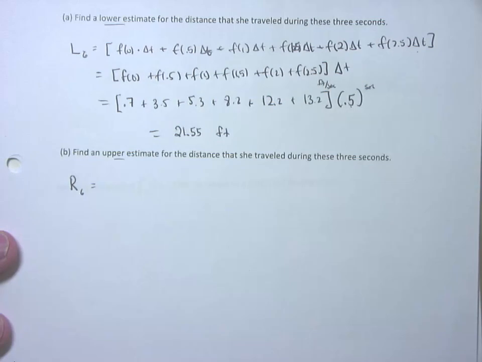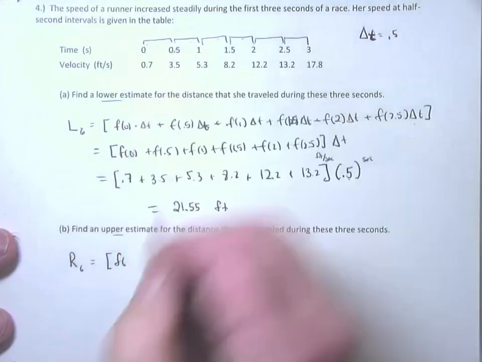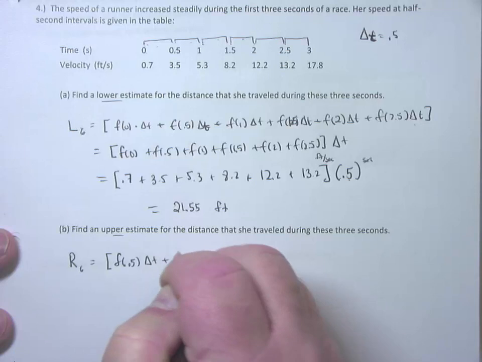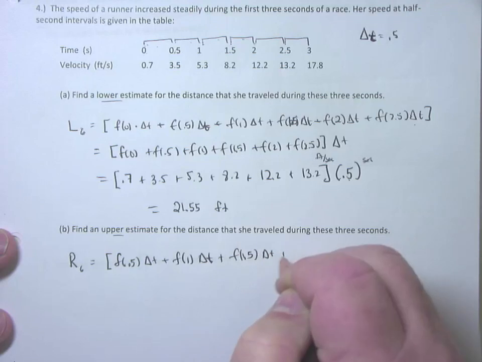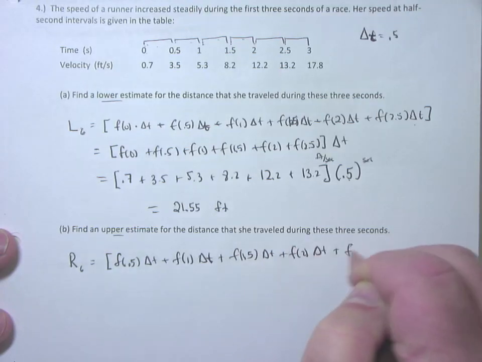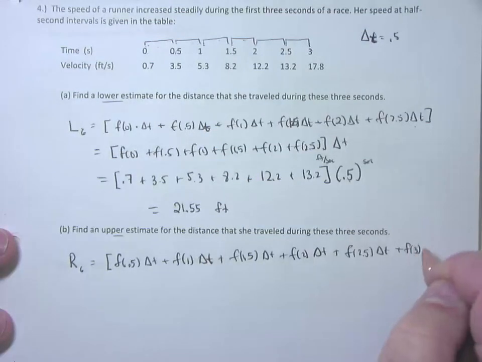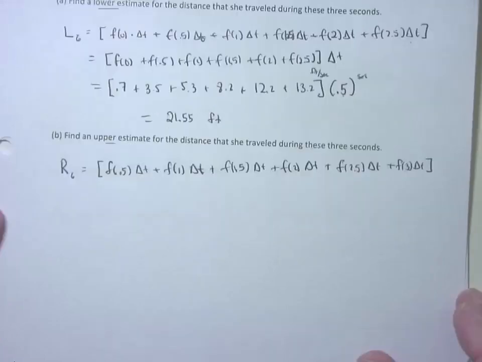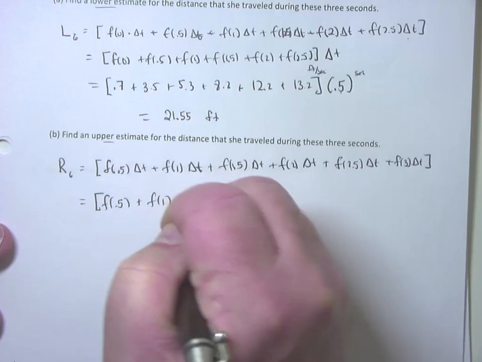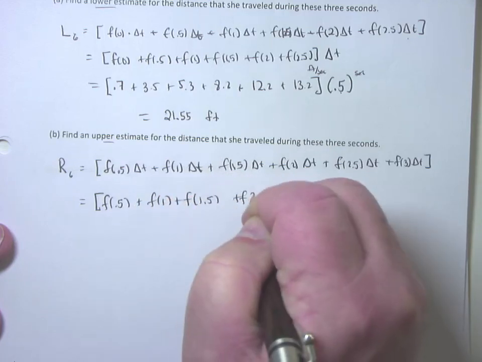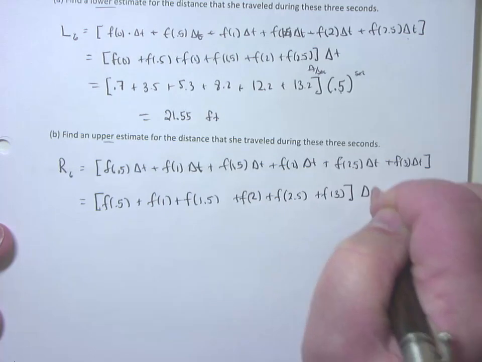So R6 would be, again, looking at my numbers here, using the right Riemann sum, the point on the right is f of 0.5 times your delta t plus f of 1 times delta t plus f of 1.5 times your delta t plus f of 2 times your delta t plus f of 2.5 times your delta t, plus this time, the point on the right between 2.5 and 3 is f of 3 times your delta t. They all have delta t in common, so you can factor it out. So this would be bracket f of 0.5 plus f of 1 plus f of 1.5 plus f of 2 plus f of 2.5 plus f of 3, all that times your delta t.